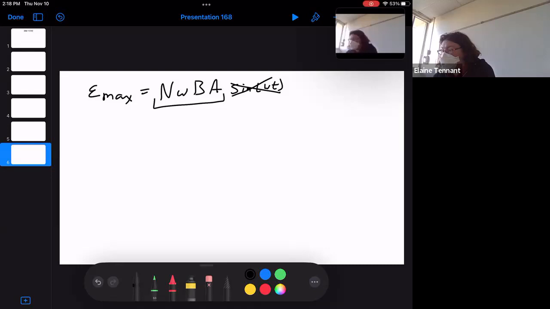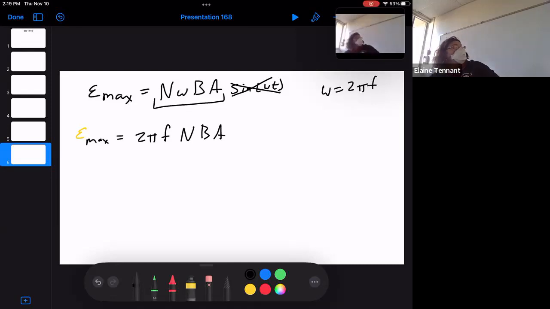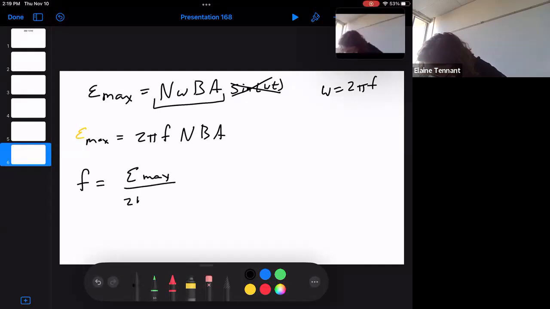And since we're looking for the frequency f, we're going to rewrite this as 2 pi f times NBA. So we just change the omega to 2 pi f. And now we're just going to solve for f really quick. So f will be E max over 2 pi NBA.